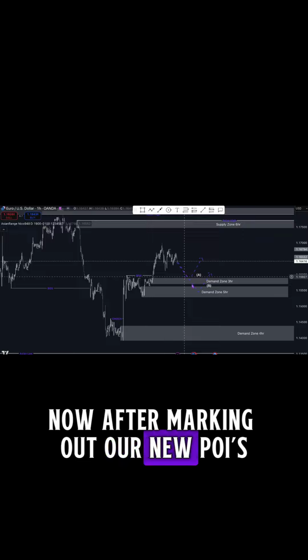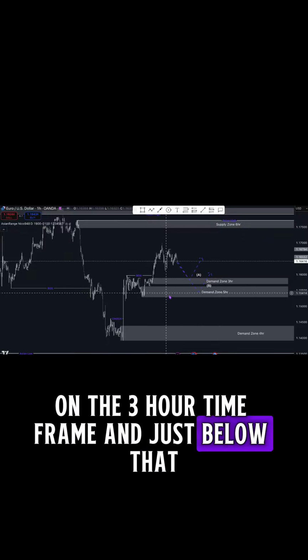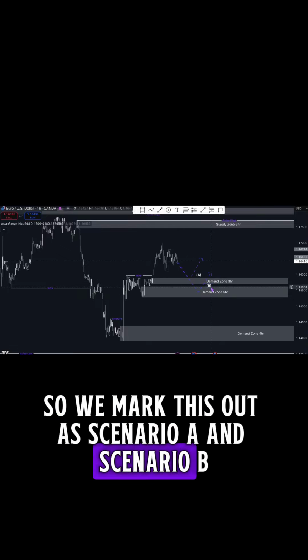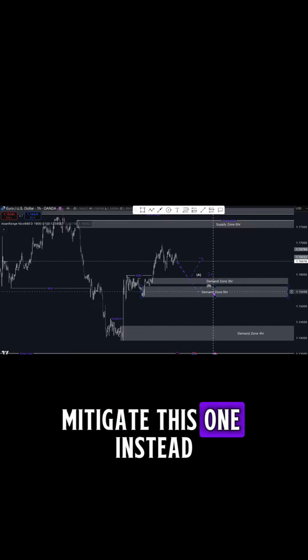Now after marking out our new POIs, as we've got this demand zone right over here on the 3-hour time frame, and just below that we got our demand zone on the 5-hour time frame. So we'll mark this out as scenario A and scenario B, as possibly price could breach this level right here and mitigate this one instead.